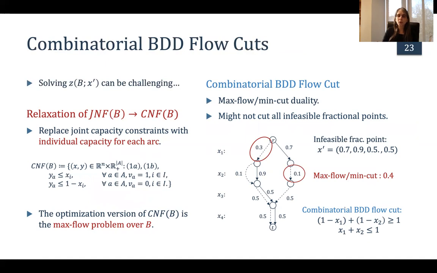Here I have just a small example that, unfortunately, I don't have time to explain. And I also want to emphasize that, since this is a relaxation of the original separation problem, it cannot necessarily cut all the fractional points.